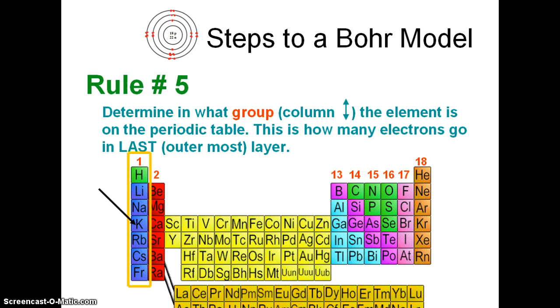All right, so rule number 5, determine in what group the element is on the periodic table. This is how many electrons go in the last or outermost layer.